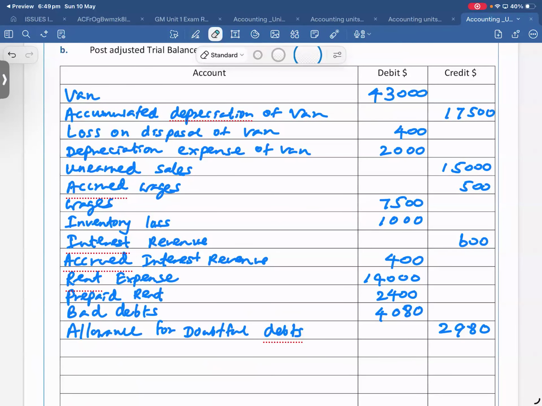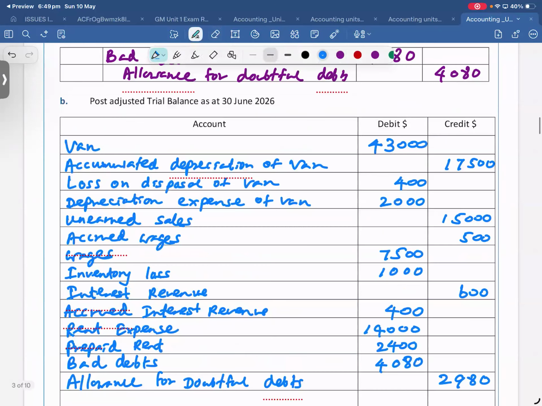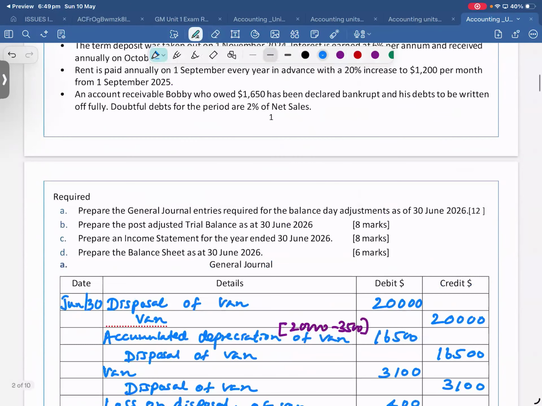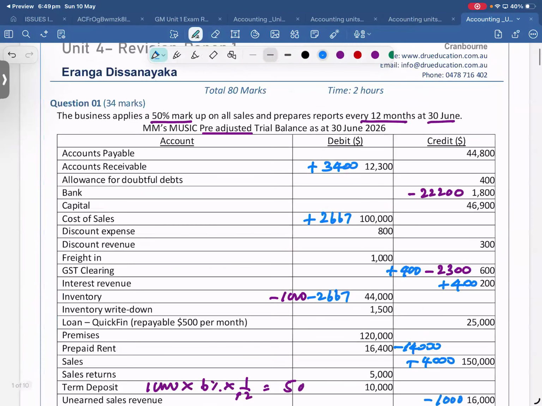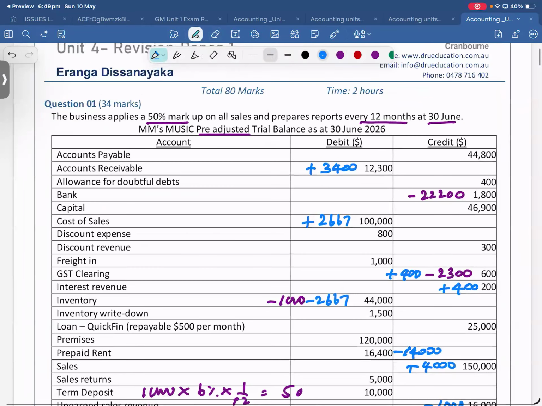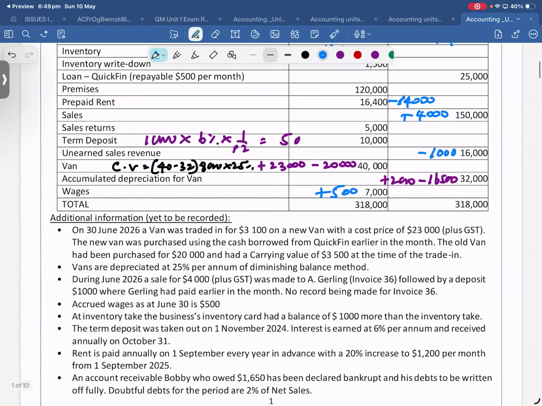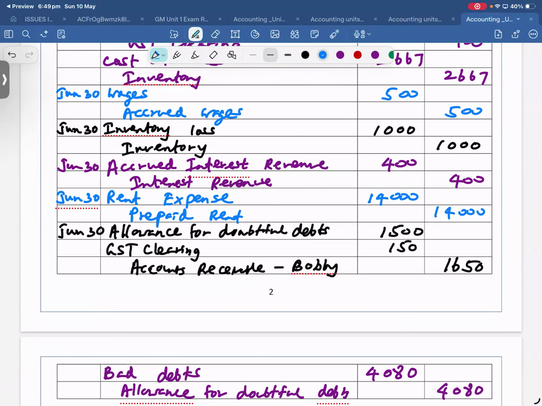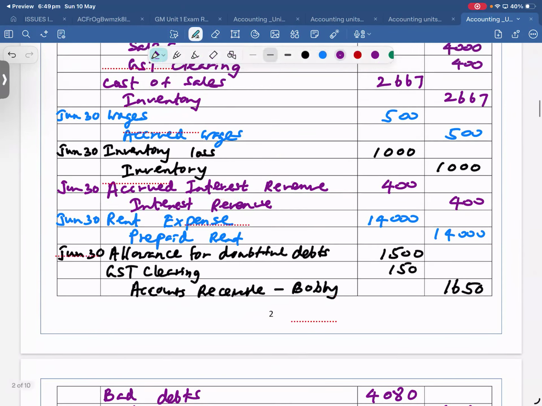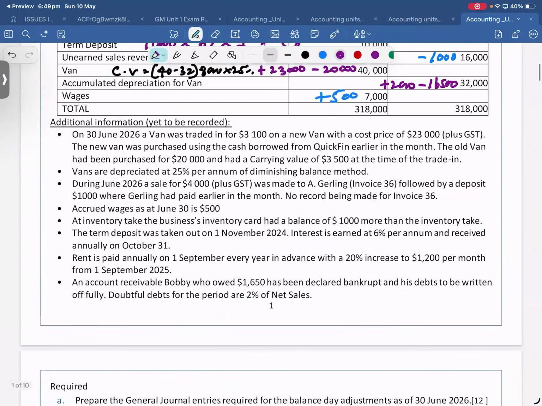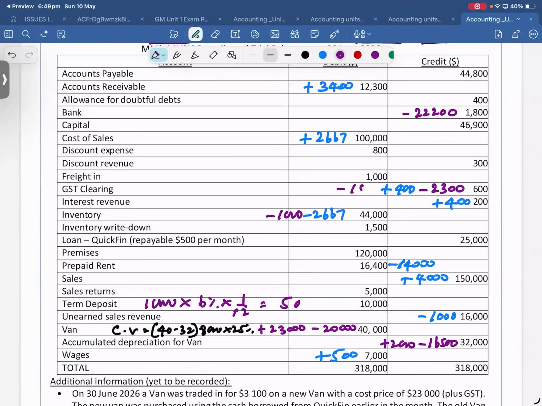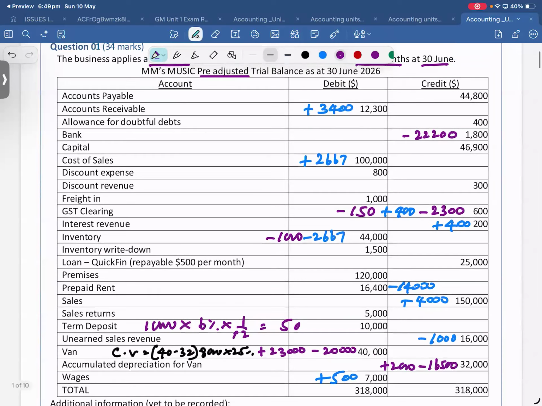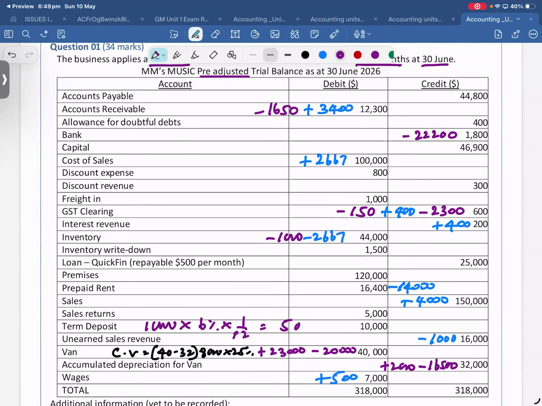Now we have to start from the beginning in the trial balance. Firstly, accounts receivable I didn't update. GST also I didn't update. I missed those two. GST, you debit 150 means you subtract 150. And accounts receivable you are subtracting 1,650. Now we can update the rest.